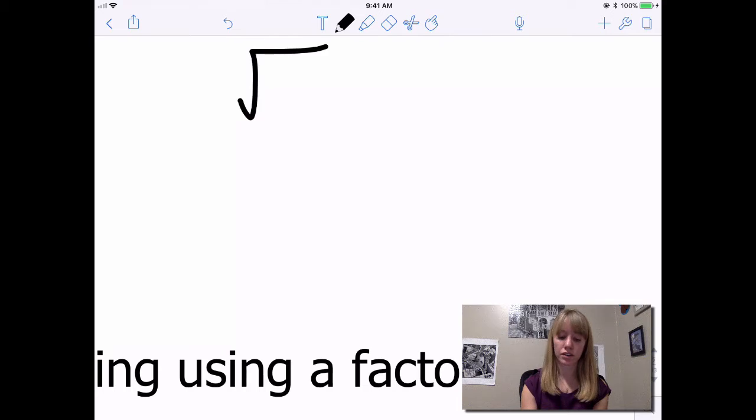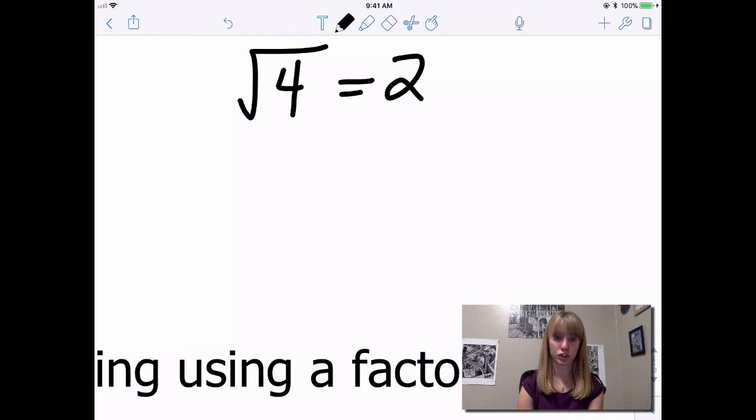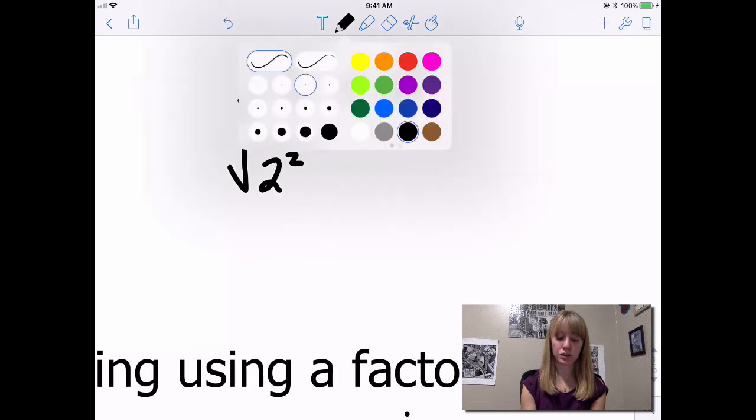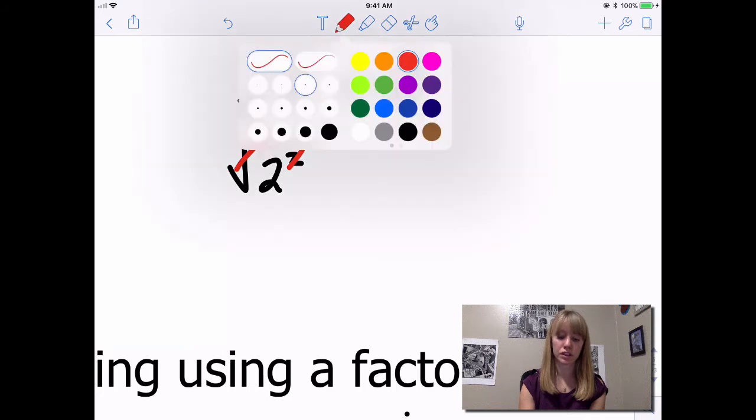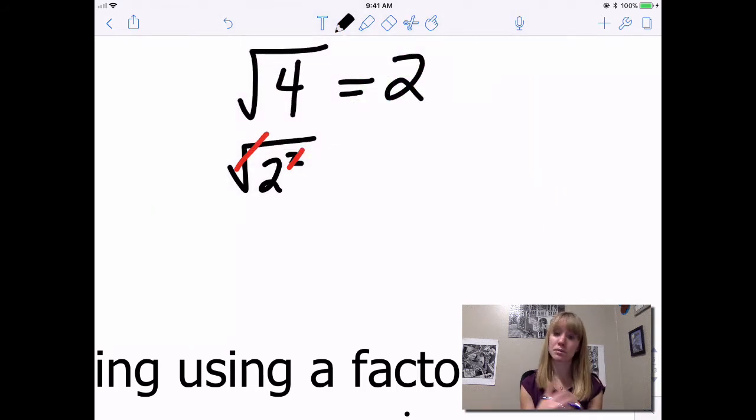So if I give you 4 under the square root sign, you would tell me that the square root of 4 is 2. The real reason is because I have 4 written as 2 squared. So 2 squared is 4. And then this square root and my square really undo each other. They're like inverse operations, kind of like adding and subtracting or multiplying and dividing. My square root can undo a square. My square can undo a square root. So when both of those cancel out, I just get 2.